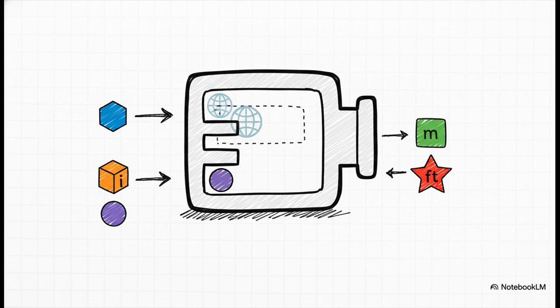You can set a default for a parameter right when you define the function, like unit equals metric. This means if you don't bother to specify the unit when you call the function, it'll just automatically use metric. It's a simple way to make your functions even friendlier to use.